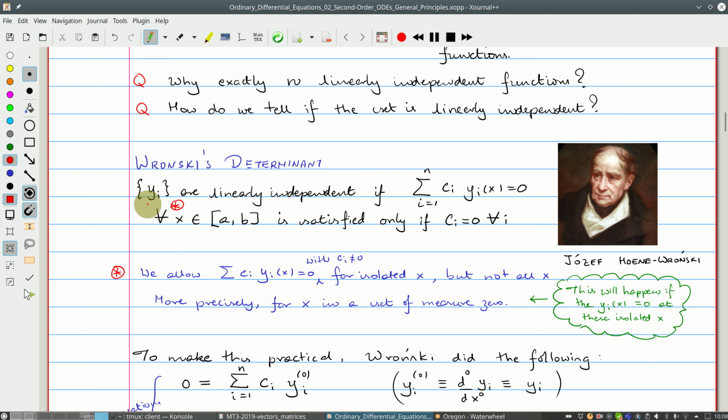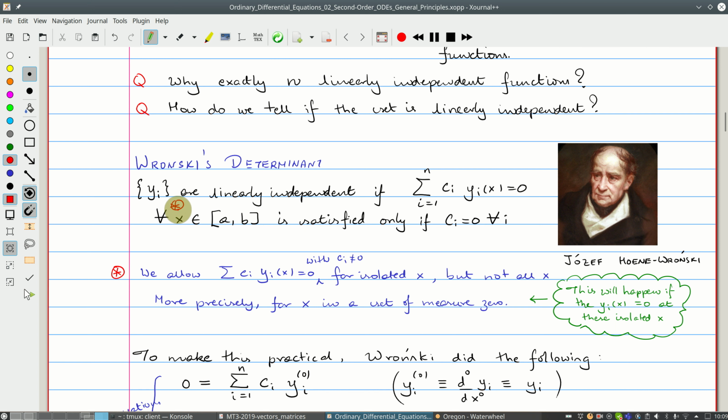All right, so here is the formal definition of linear independence. This carries over from what we have seen before in vector spaces. A set of functions yi are linearly independent if the sum, i goes from 1 to n, of ci yi is equal to 0, and this identity has to hold for all x in the range of applicability of this differential equation. I take it to be a to b. If this is satisfied only for ci equal to 0 for all i, then the set is said to be linearly independent. And this is something you've seen before in finite dimensional vector spaces too.